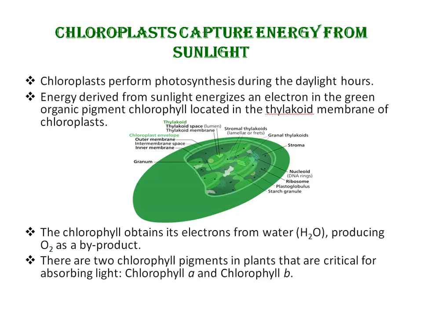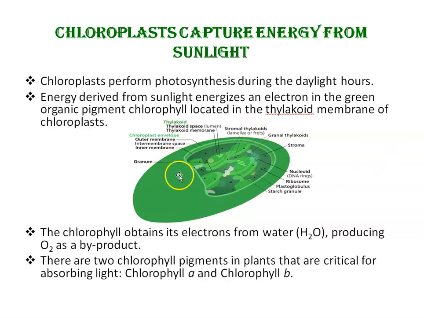Now, chloroplasts. Chloroplasts capture energy or light from sunlight. Chloroplasts perform photosynthesis during the daylight hours. Energy derived from sunlight energizes an electron in the green organic pigment chlorophyll, and chlorophyll is located in the thylakoid membrane of the chloroplast. Just look at this diagram.